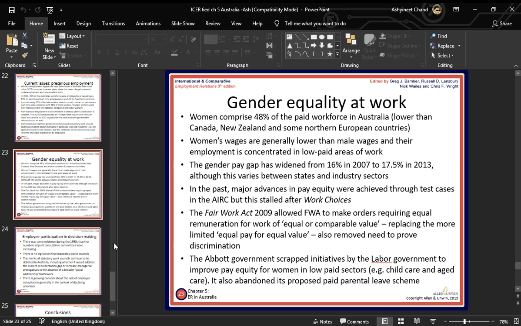In the past, major advances in pay equality were achieved through test cases in the AIRC, but this stalled after Work Choices. The Fair Work Act of 2009 allowed Fair Work Australia to make orders requiring equal remuneration for work of equal or comparable value, replacing the more limited equal pay for equal value. It also removed the need to prove discrimination. The Abbott government scrapped initiatives by the Labour government to improve pay equality for women in low paid sectors, for example childcare and aged care. It also abandoned its proposed paid parental leave scheme.